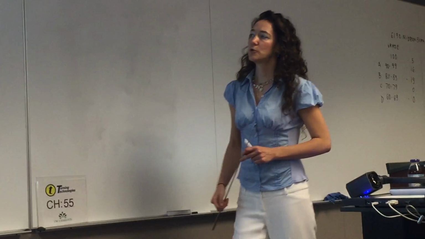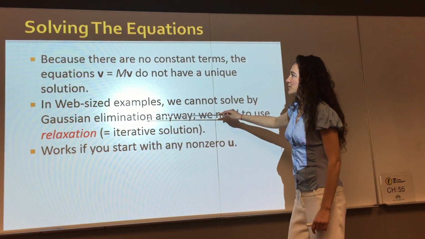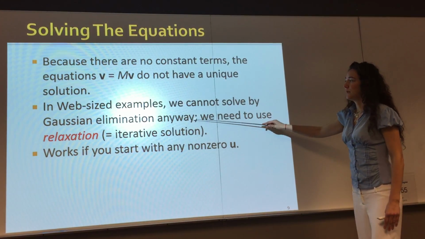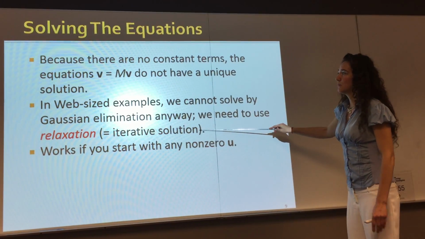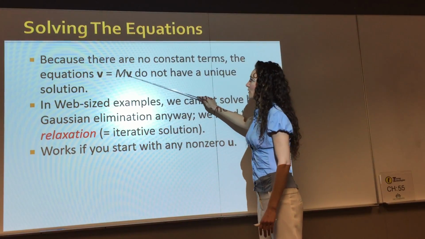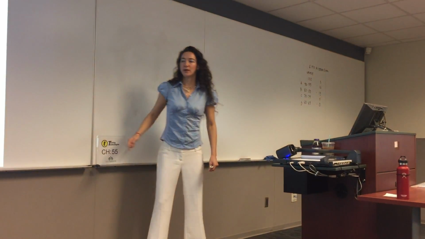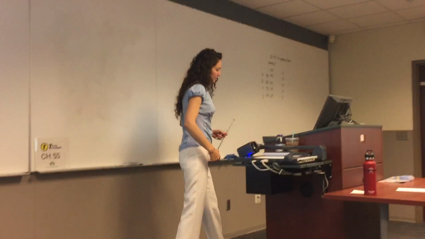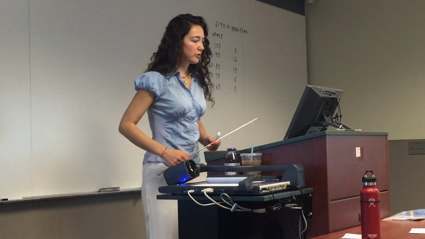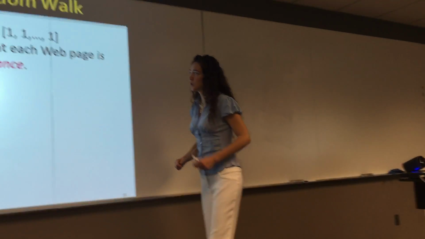There's no Gaussian distribution for the web, so we cannot solve by this kind of elimination. But what we can do is an iterative solution, which is what I mentioned earlier. We can keep multiplying our matrix by this probability vector until we converge, as long as our vector contains non-zero values, and we can start with a vector that is all ones. So we start with u equal to 1, 1, 1, 1. And what this means, it is showing the importance of each page.